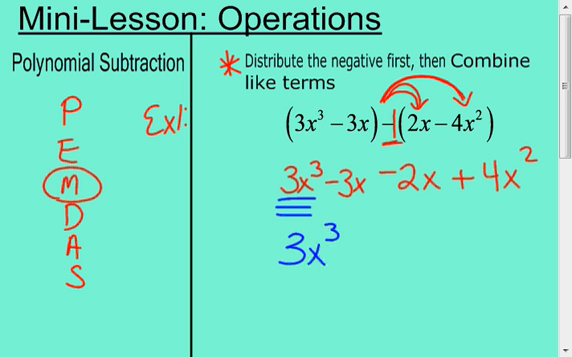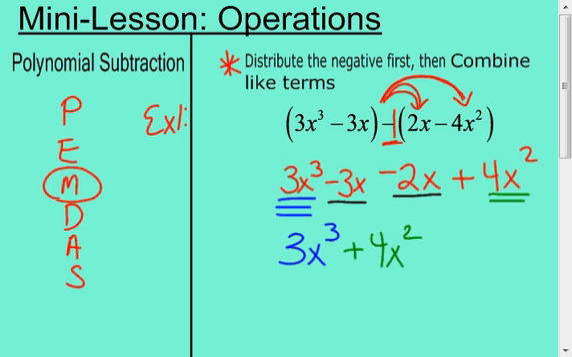Our next highest degree is x squared. Do I see any other x squareds? No. So I'm going to bring down 4x squared. Last but not least, I have -3x and -2x. Those are both x to the first power, so those are like terms that I can combine.